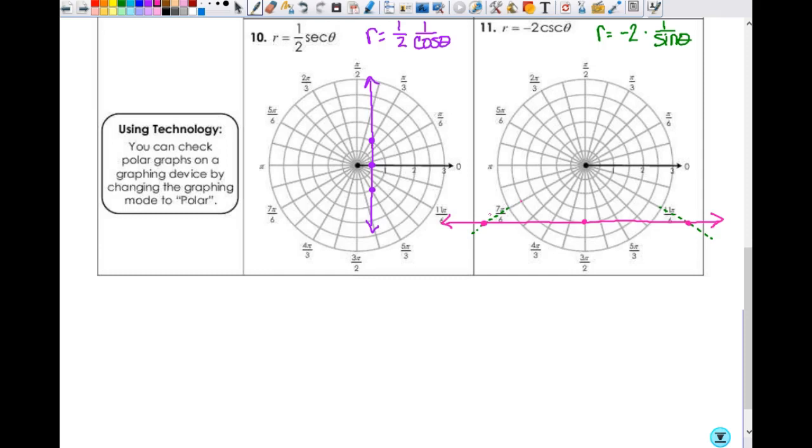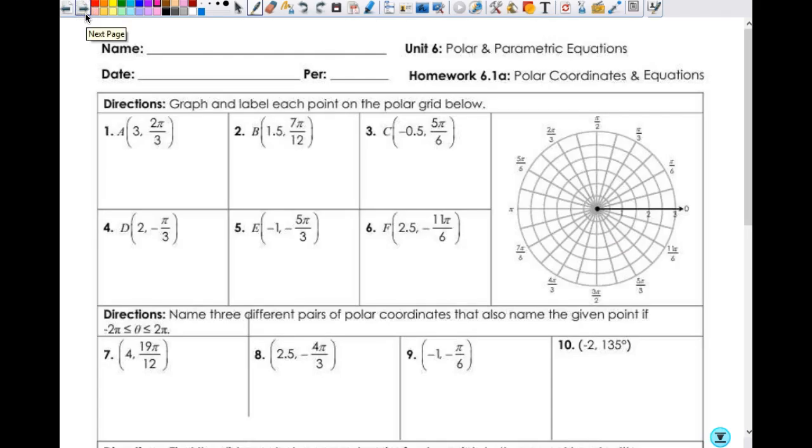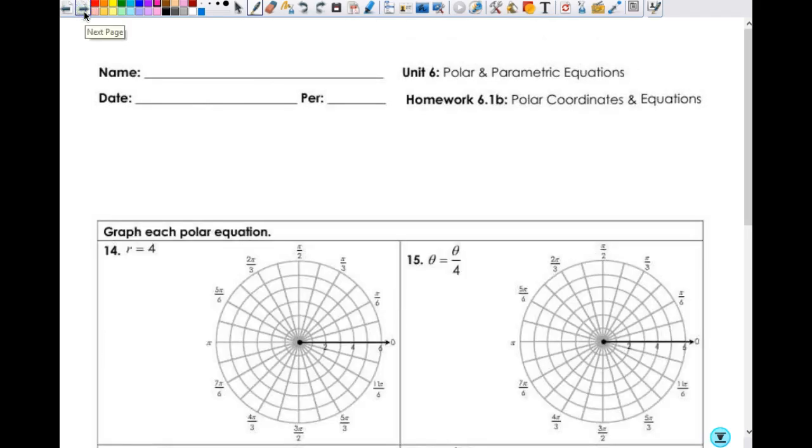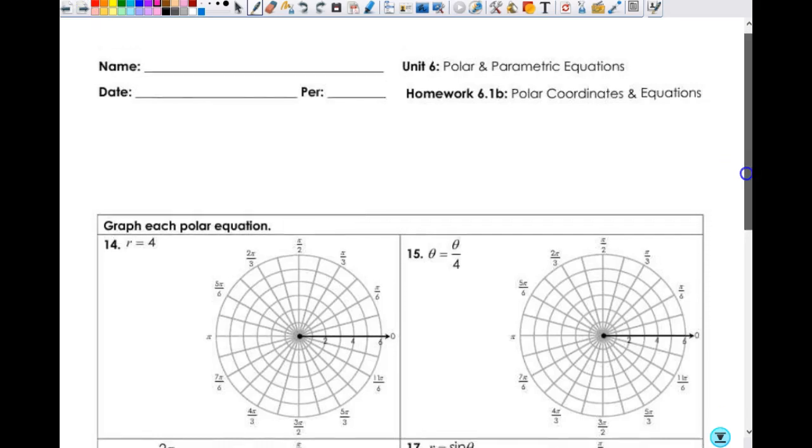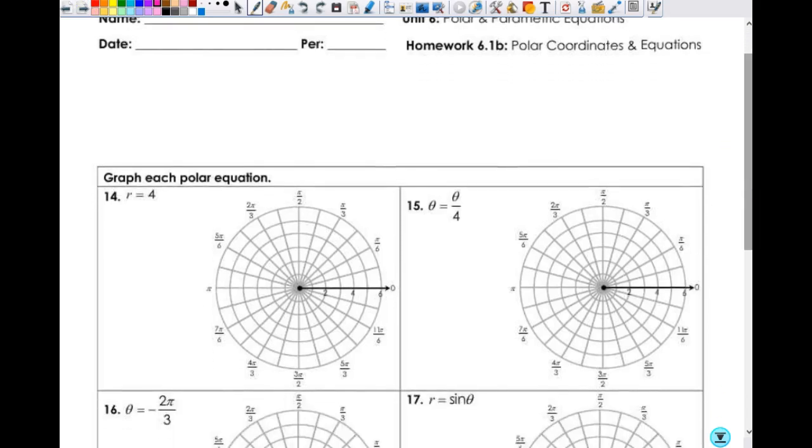Question? No? We good? All right, so then grab the homework. Even if you're not done with this, there's a mistake, of course, because why wouldn't there be? So I want to make sure that you know what that is so you can fix it. Number 15, theta equals theta over 4, makes absolutely no sense. This should be pi over 4. Change that to pi over 4. Okay. And then if you need to go back and finish the other graph, just make sure you change that.